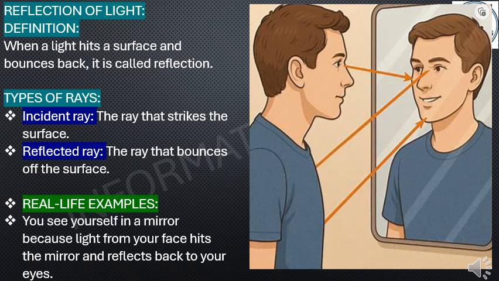Here is a cool example. You ever looked into a mirror and thought, wow, I look amazing today? That is reflection in action. Light from your face hits the mirror, reflects back, and boom, you see yourself. So, next time you admire your reflection, thank the science of light for making it possible.